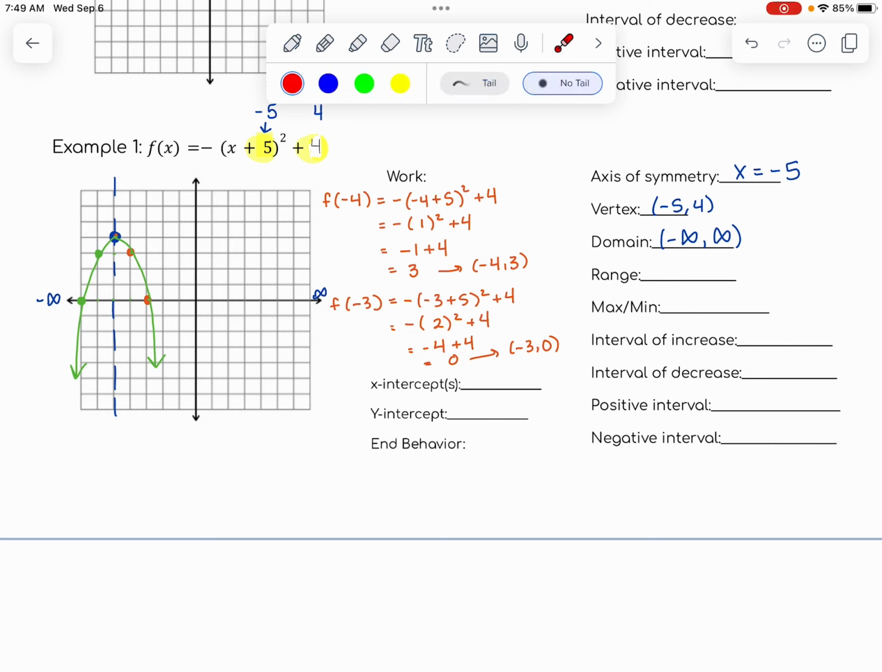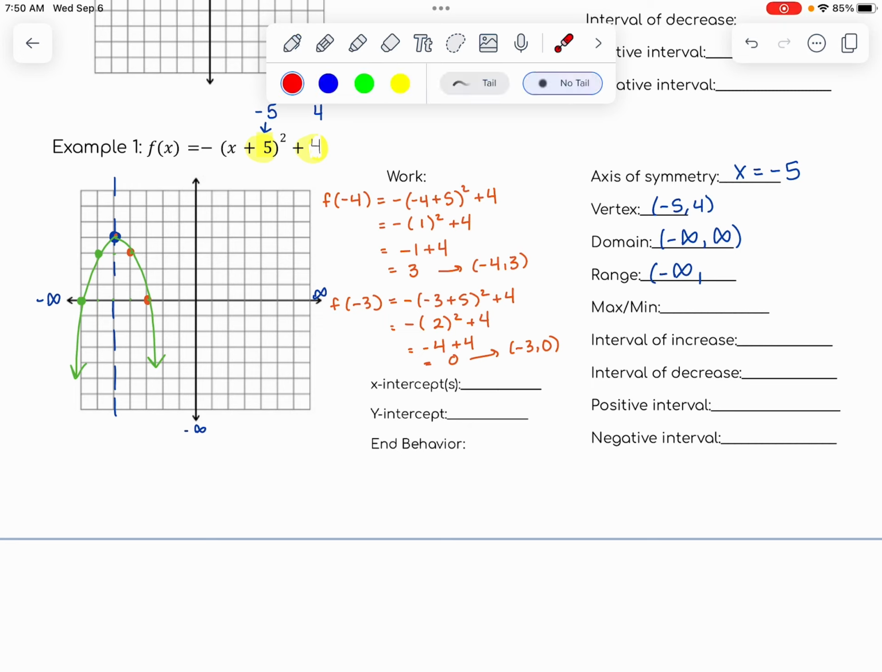Now range is the y value, so that's up and down. Does it go down forever? Does it go up forever? This graph goes down forever. It goes down, down, down, down. On both sides, it's pointing down forever. So down forever for y values would be negative infinity.